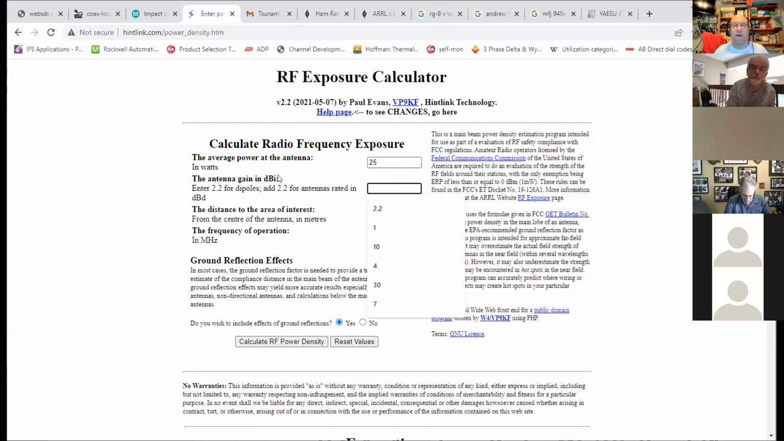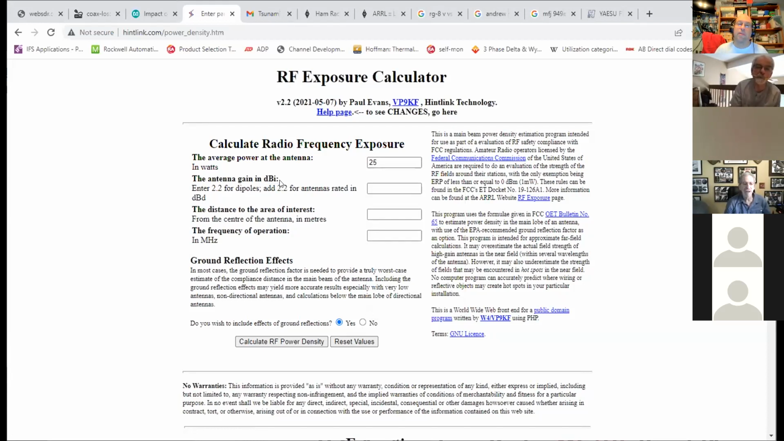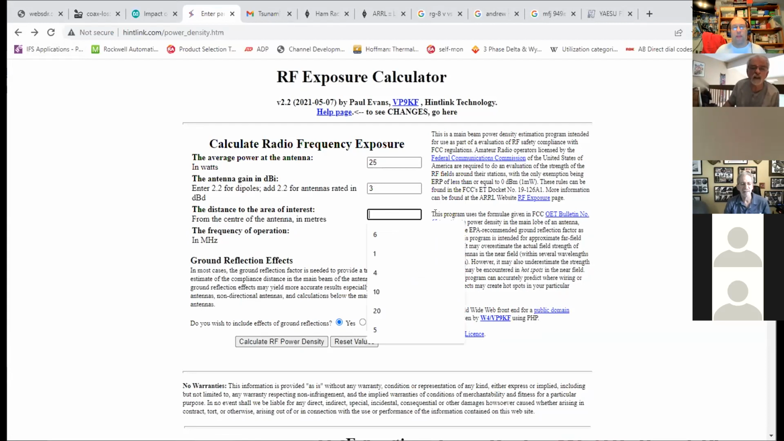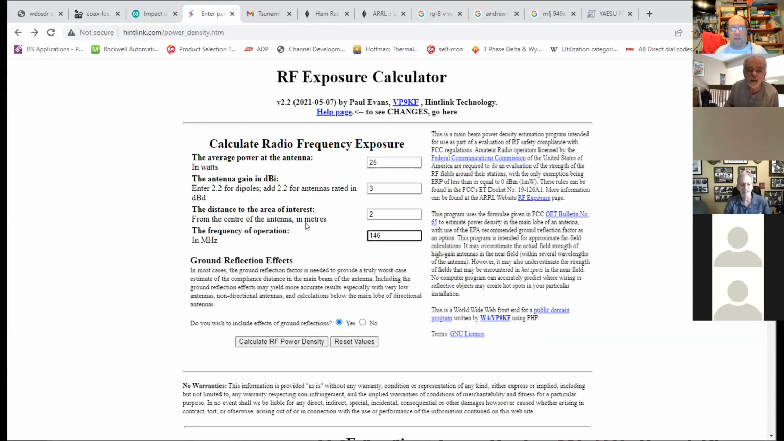Average gain, notice there's dB, but it's in dBi. It's a vertical antenna, so we'll say 3 dB. And distance from the antenna, let's say that somebody's walking by the car, you're about 2 meters from it and transmitting at 146 megahertz. Is this safe, yes or no?